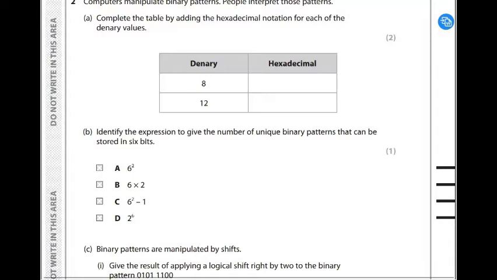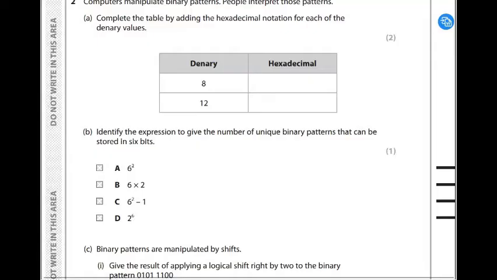12. We know 12, broken into binary, is just going to be 1, 1, 0, 0. Break it into nibbles, 1 nibble being 4 bits. So it's going to be C. So 12 in denary is C in hexadecimal. Nice and simple.